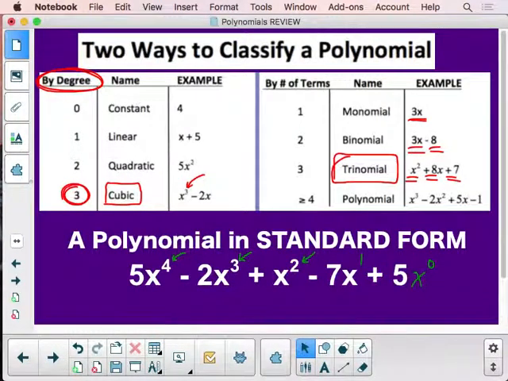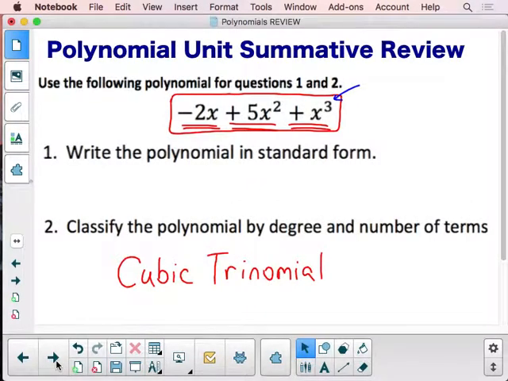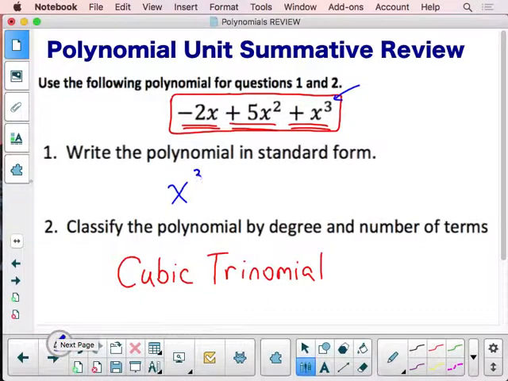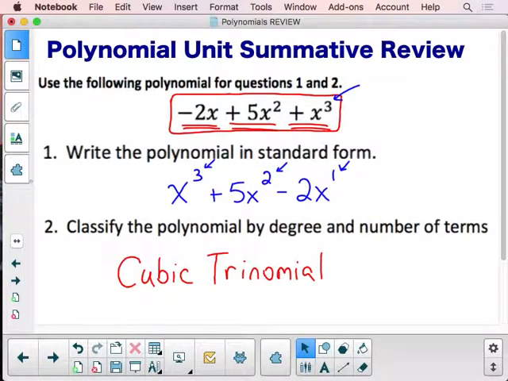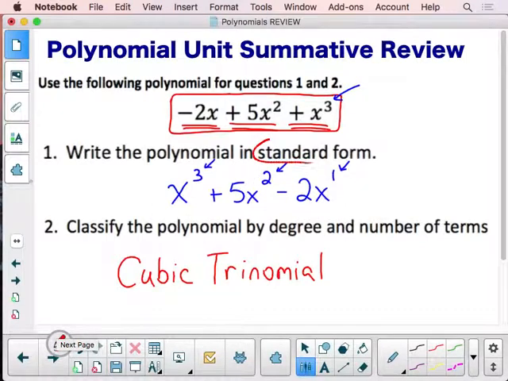So we go back to our problem that we're assigned to do, and to put that in descending order, we would put the x cubed first, then we have the 5x squared as our second term, and then the minus 2x would be the final term. Again, look at our exponents. They go 3, 2, 1. So that's what we're shooting for when it comes to standard form. Standard form means put those exponents in descending order, going downhill.